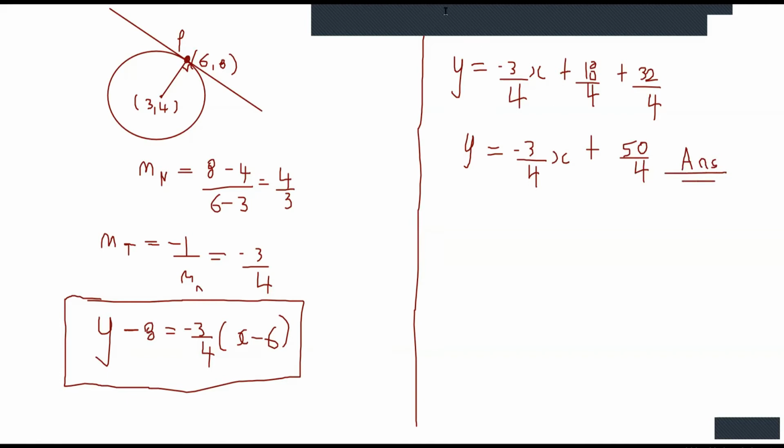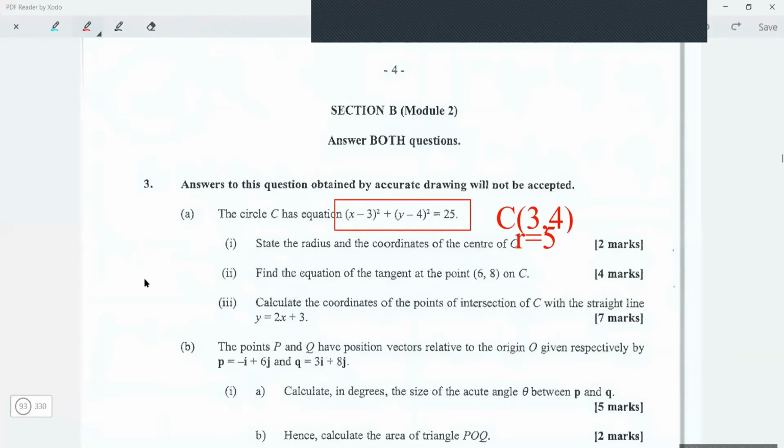You can tell them that. And they're giving you 7 marks to do that. That's crazy. That is the tangent. That would be the tangent right there. Nice. Now it says, calculate the coordinates of the point of... oh, it's 4 marks. Oh, because I was like 7 would be too much. It says, calculate the coordinates of the points of intersection of C with the straight line y equal 2x plus 3. So find the point of intersection with y equal 2x plus 3.